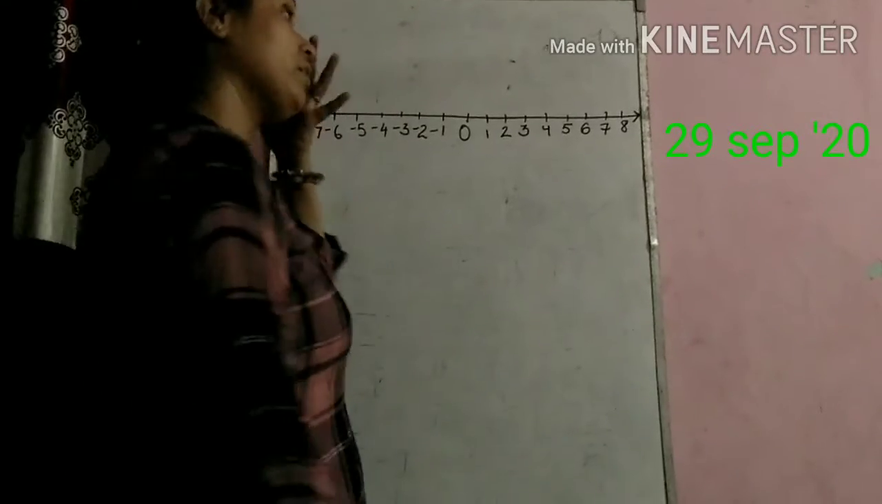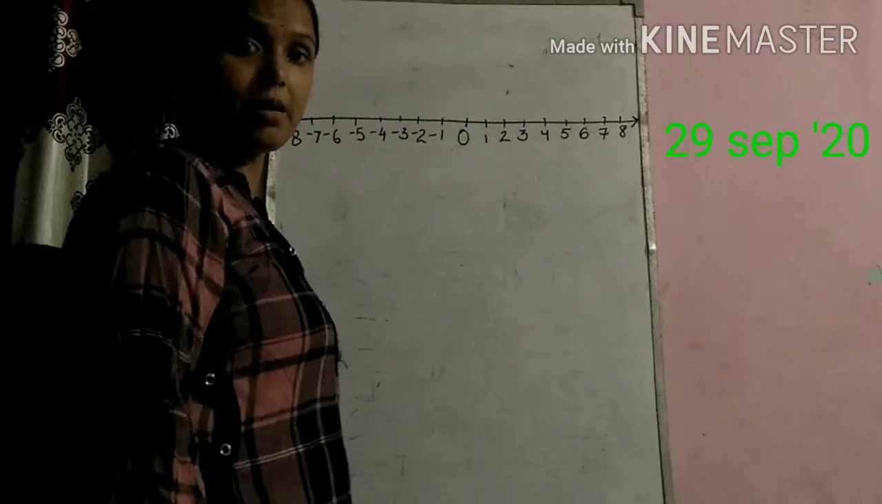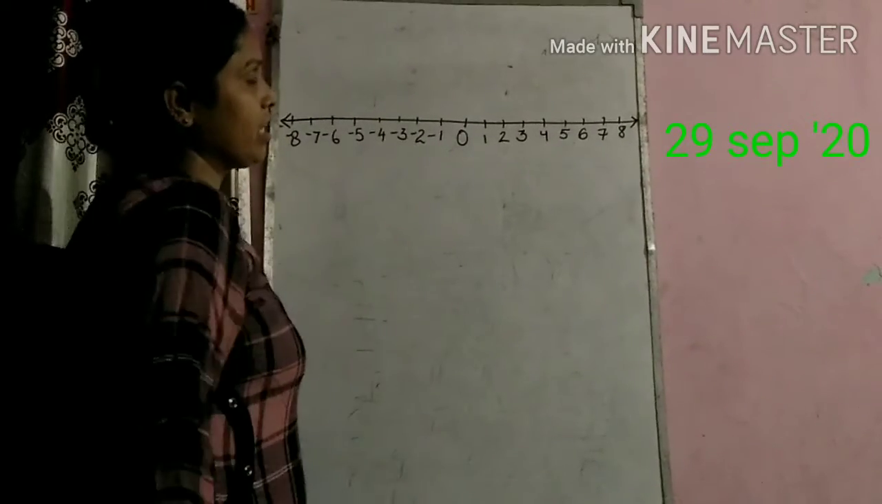Now moving ahead, we are going to do the addition on number line. You can see on the board I have made the number line. Let's start with this explanation.